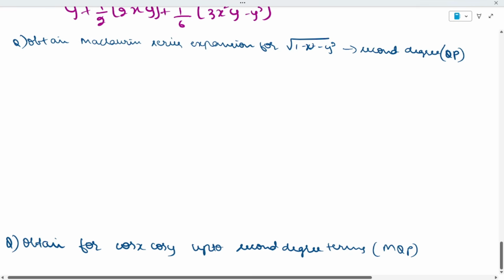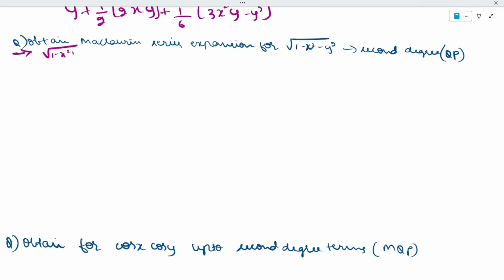Now the next question you can understand. Root of 1 minus x square minus y square. The same way you have to solve and go. If you want to remove this square root, you can substitute it as the power 1 by 2. This means power.